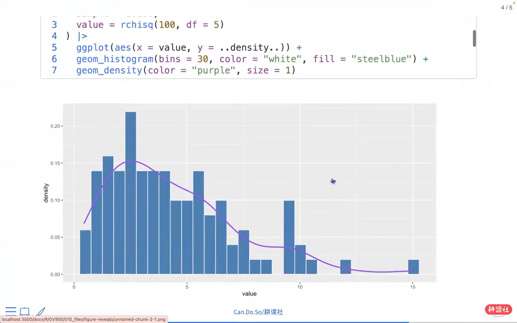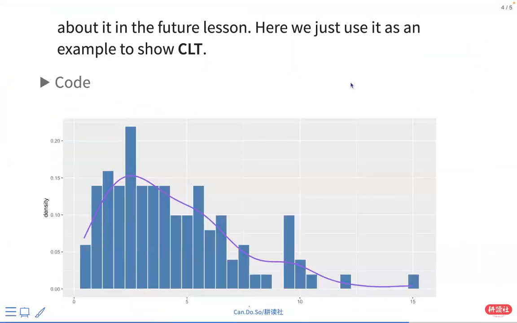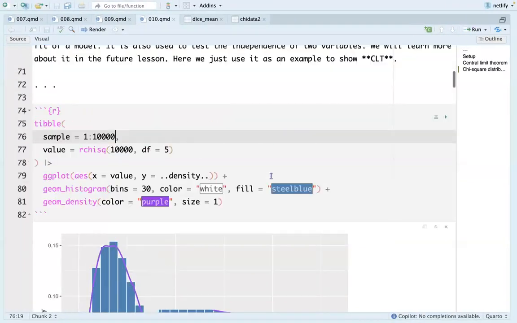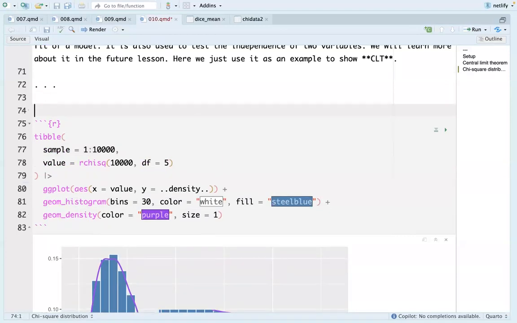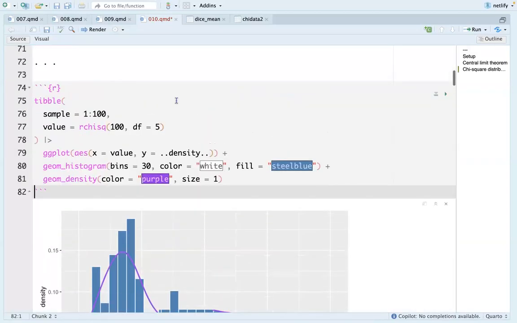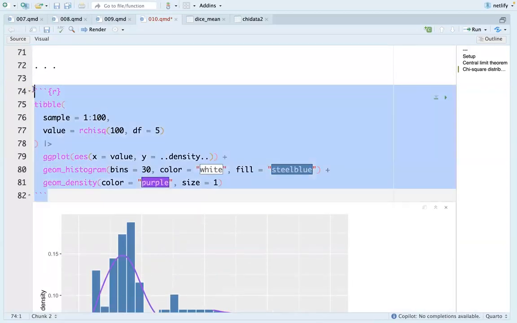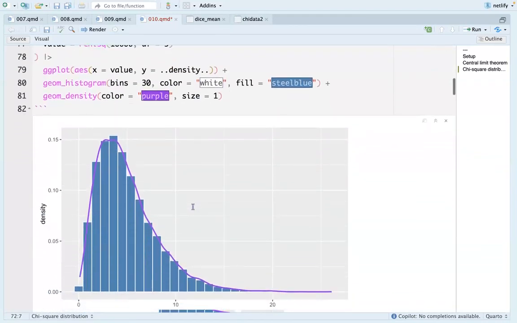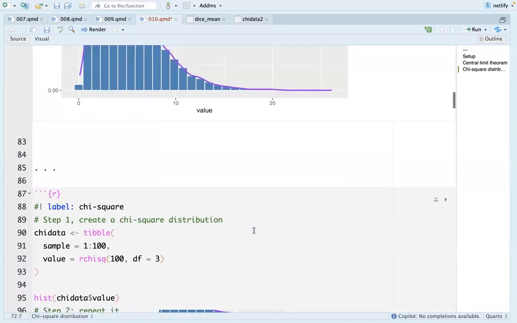So if you want to practice this, you can use this code. Here is a button. Click this button to copy, and go to R, insert a chunk, copy it, and yeah, that's simple. So we got a basic idea of the chi-square.